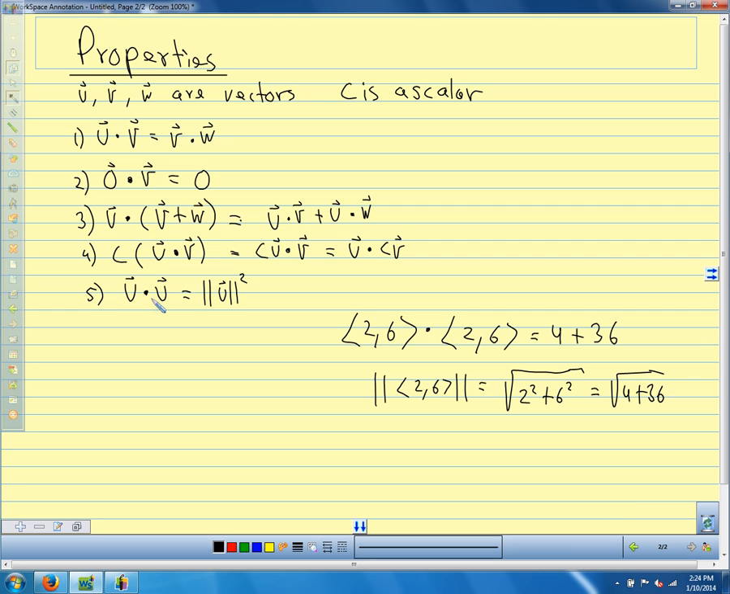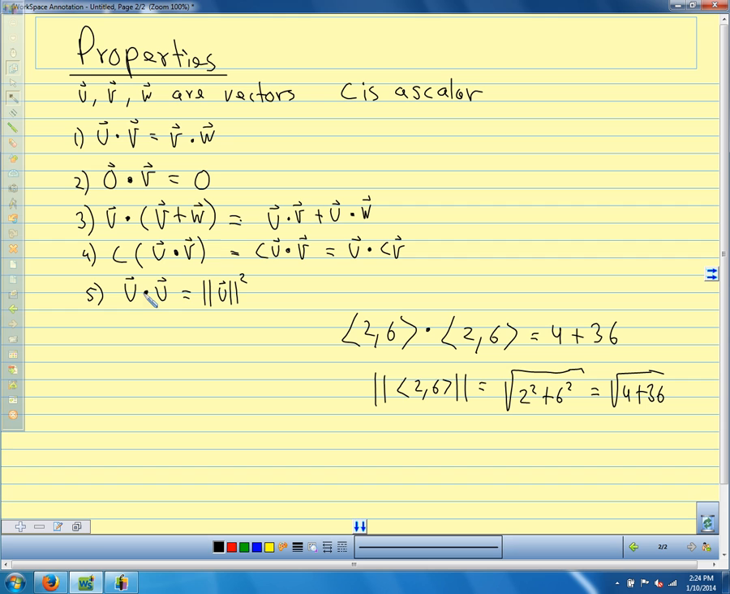And this quantity u dot u, or a vector dotted with itself, comes up when we're trying to solve problems with dot products, when we do applications. All right, questions on our properties?